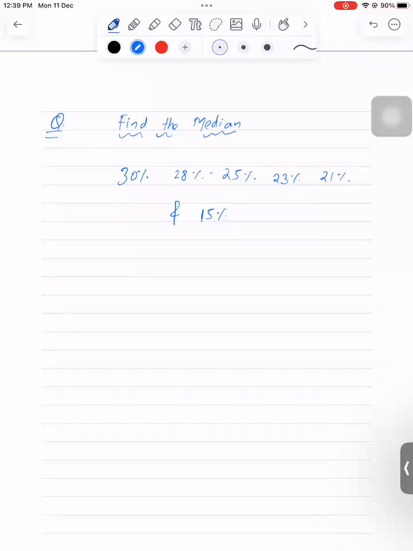So the median for this will be, okay, first arrange the data in ascending order. It is already arranged in descending order. Okay, we just need to arrange it in ascending: 15, 21, 23, 25, 28, 30.